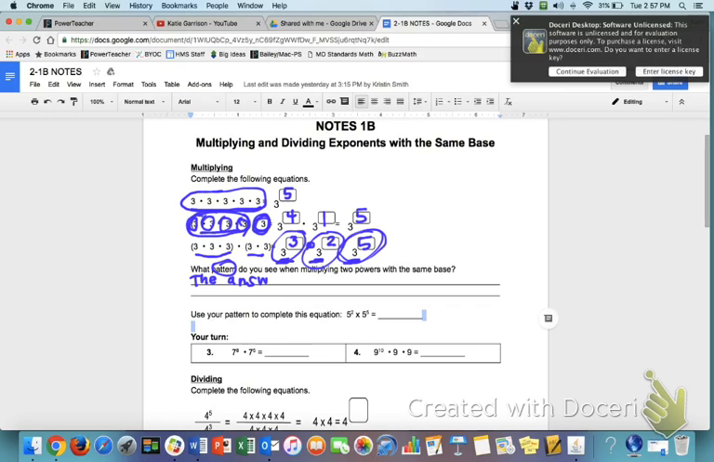again, sorry about the handwriting, it's really hard to write without a little stylus. The answer has the same base. In our example, the base was 3. So the answer has the same base.